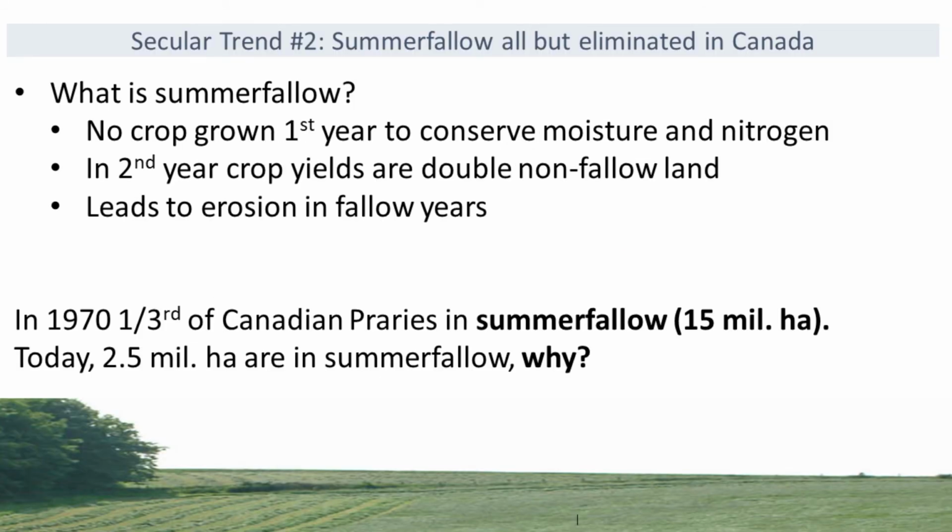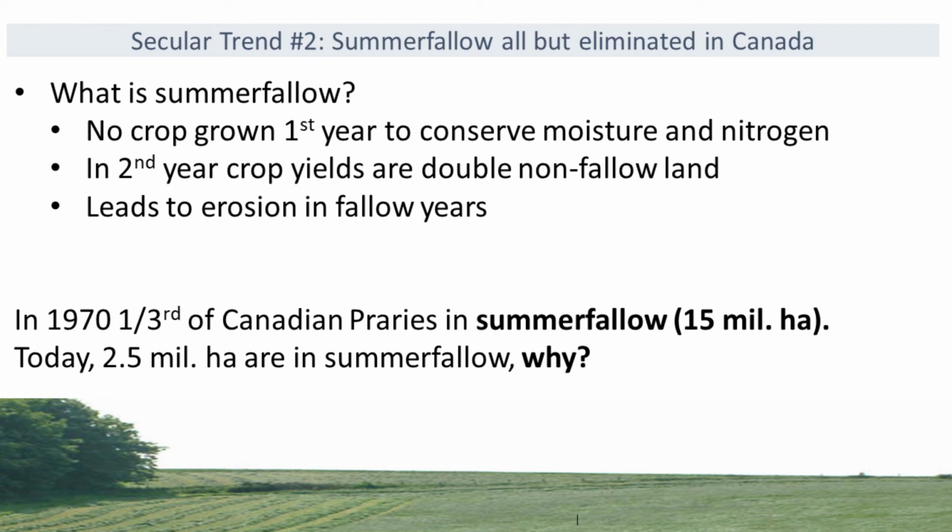Secular trend number 2 is the virtual elimination of summer fallow in Canada. This is primarily a practice that was done in the prairies, drier parts of Canada, but summer fallow was practiced really throughout Canada. So what is summer fallow? It's a cropping system practice where you grow a crop every second year.